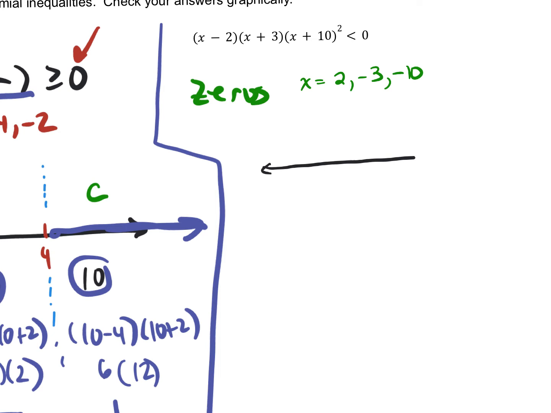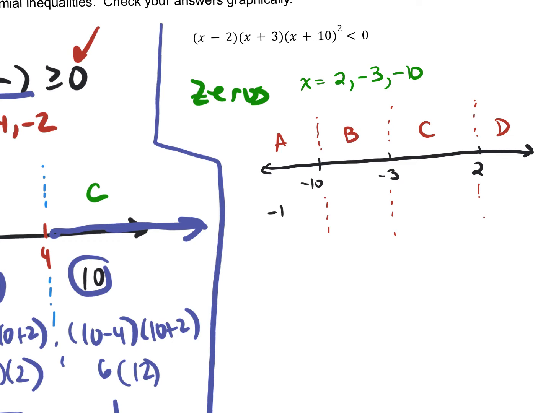So we're going to make a big sign chart here. Now this one's going to have a couple more numbers: -10, -3, and 2. Those are my zeros. Obviously put them in order. Region A, B, C, and D in this case. So we have four regions here. We want to see which ones are going to make them smaller than 0, because it's less than 0 in this case. So I'm going to pick a point in each region, so maybe something less than -10.